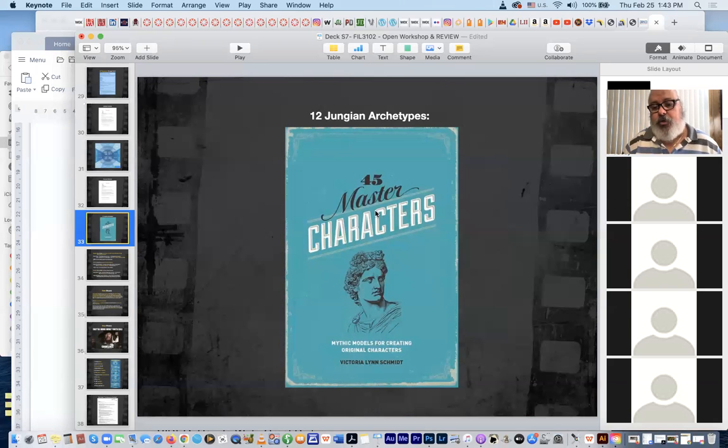So I think this is a really helpful book to have around. It's not the kind of thing you need every day, but once in a while, if you're stuck, it's a great reference to have at hand.